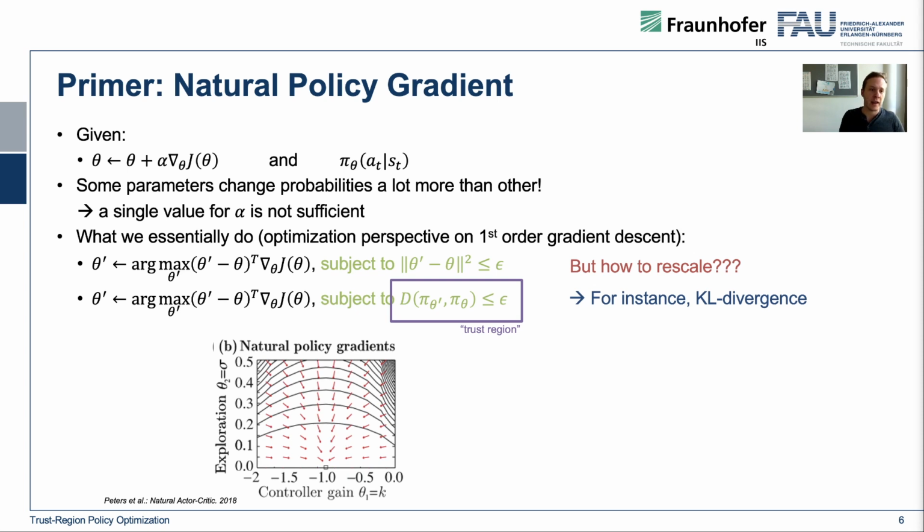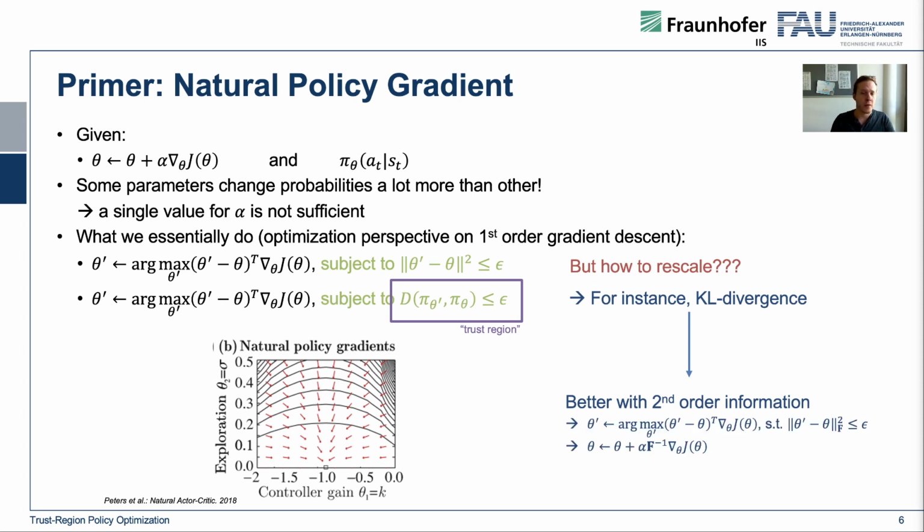It turns out that if we do something like this, we can come up with the so-called natural policy gradient, where through a rescaling and through the definition of a trust region, we can rescale the gradients to point to the optimal goal. If we use KL divergence, this is better done with second order information. First order gradient descent suffers from the problem of making the optimization problem locally linear.